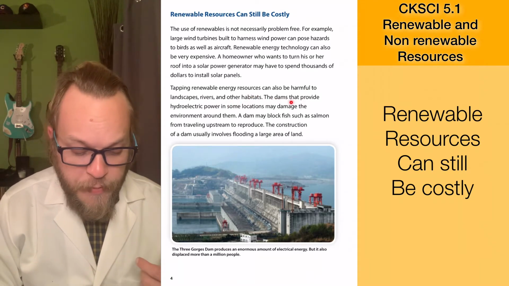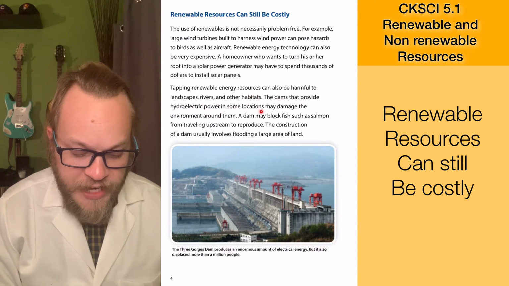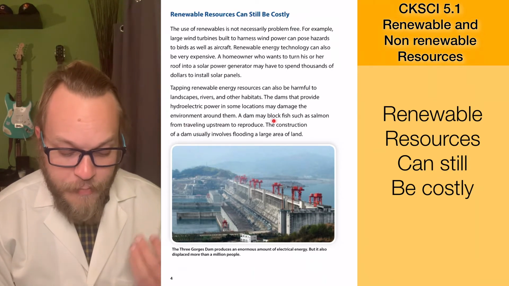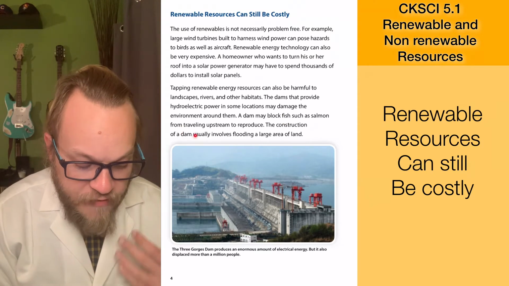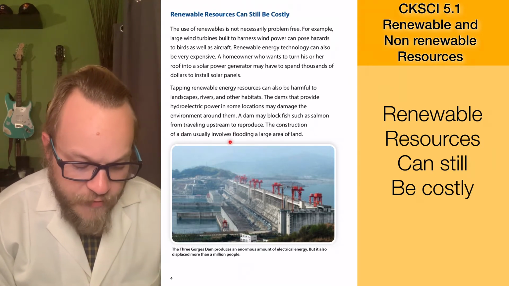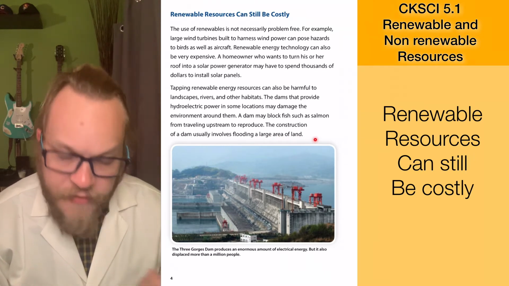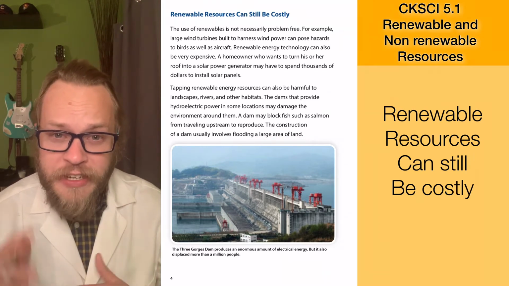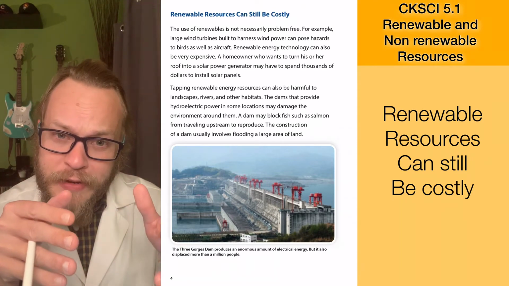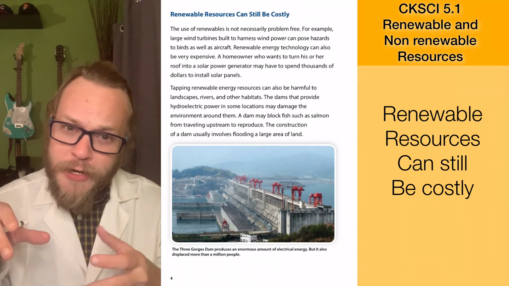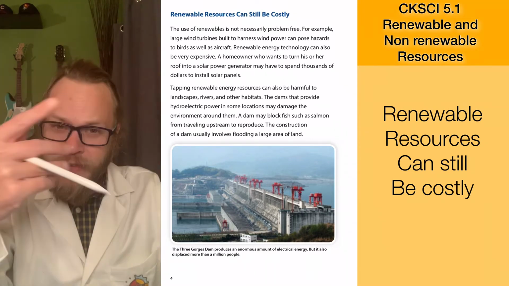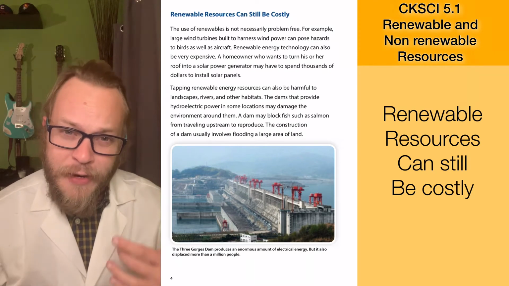The dams that provide hydroelectric power in some locations may damage the environment around them. A dam may block fish, such as salmon, from traveling upstream to reproduce. The construction of a dam usually involves flooding a large area of land. There's this device where fish farmers help salmon by shooting them up a pipe to the other side of the dam so they continue their migration paths.